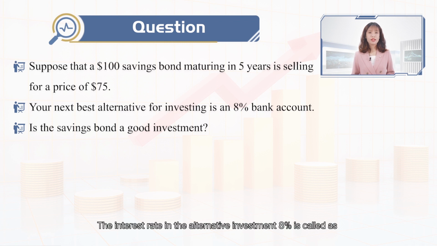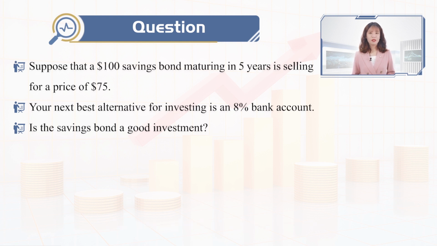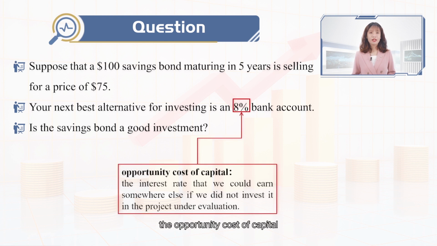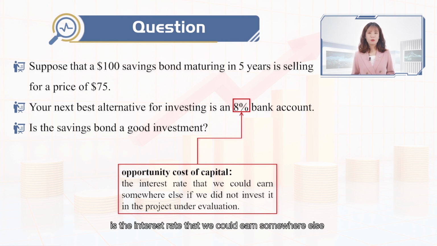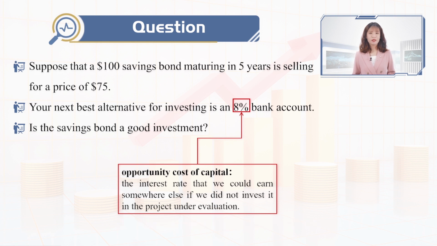The interest rate in the alternative investment, 8%, is called the opportunity cost of capital. Formally, the opportunity cost of capital, also called the market capitalization rate, is the interest rate that we could earn somewhere else if we did not invest in the project under evaluation. Let's get back to the problem.